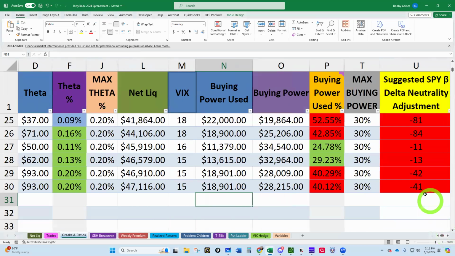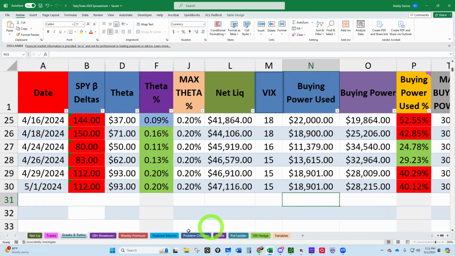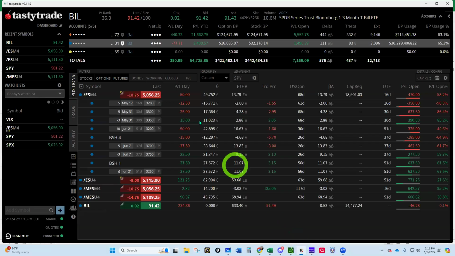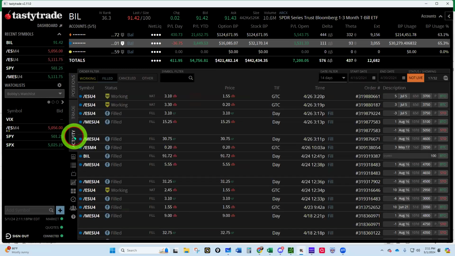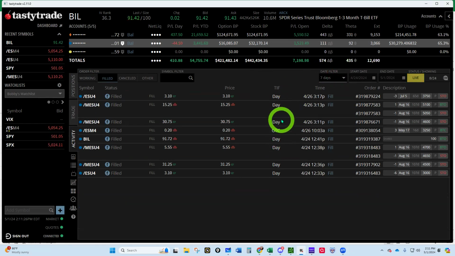It says I need negative 41 in delta, but I think we're fine to put on a little trade today. Now, let's see if any of our GTC orders have hit. So let's look at activity. Let's go to filled only, and change this to 7 days so it'll show nothing. Looks like nothing has filled since 4/26. And I should have had those already plugged in there. So we're looking good here.